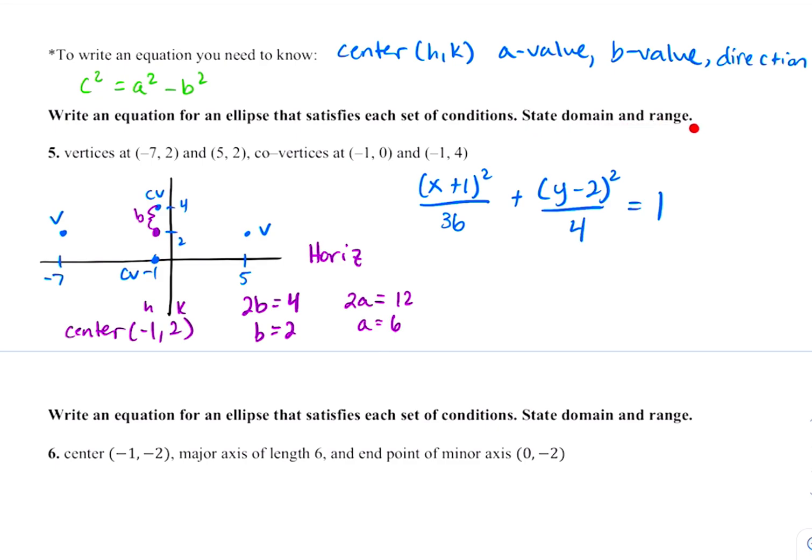And then the last part of the directions tells us to find the domain and range. My domain is left to right, so that'll be between the vertices, so -7 to 5. And then the range is between the co-vertices, so that will be from 0 to 4.